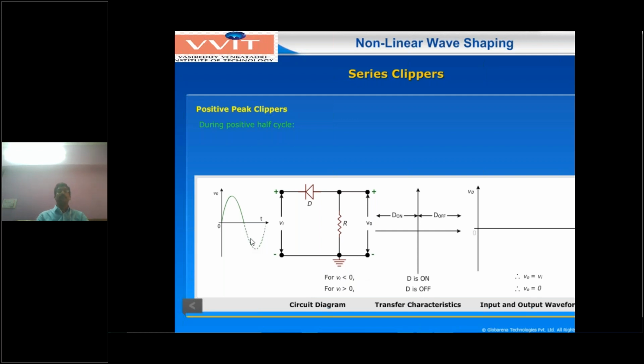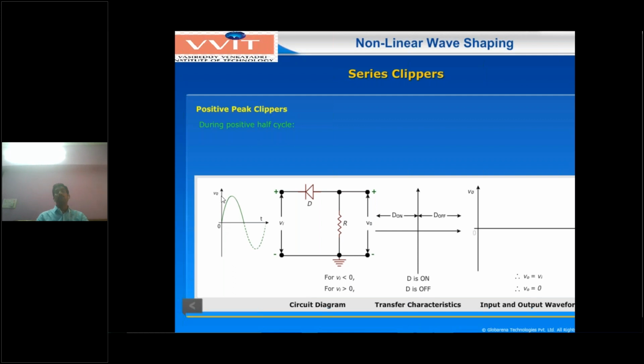Once the negative peak is applied as the input waveform, the diode will be on condition, which means the diode acts as a simple short circuit. Then whatever input waveform, the negative peak waveform, is transferred to the output. The output voltage across the resistor V0 equals VI in the case of the negative peak you are applying.